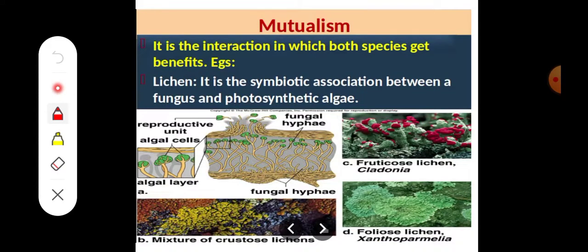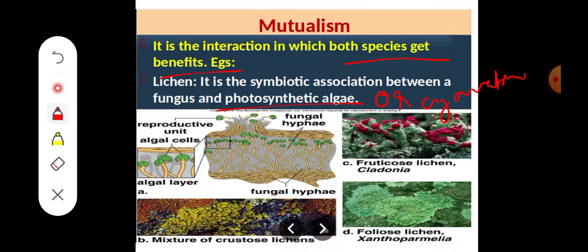And the last one is mutualism. Here, mutually both are benefited. So this interaction confers benefit on both interacting species. It is an interaction in which both species get benefits. Example, lichens. They present an intimate mutualistic relationship between a fungus and photosynthesizing algae or cyanobacteria. So lichens are formed by the association of fungi and photosynthetic algae or cyanobacteria.